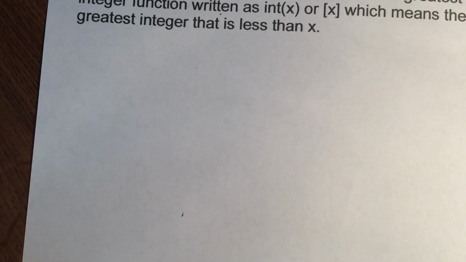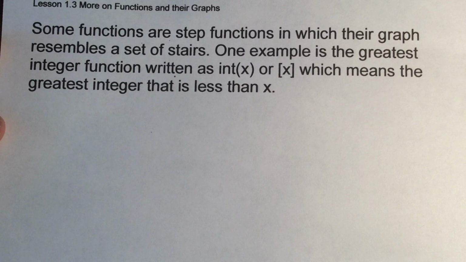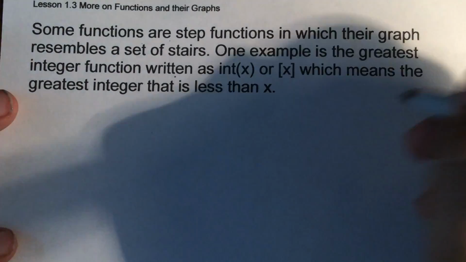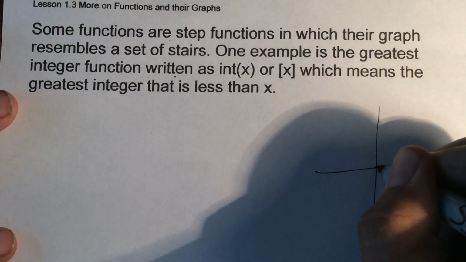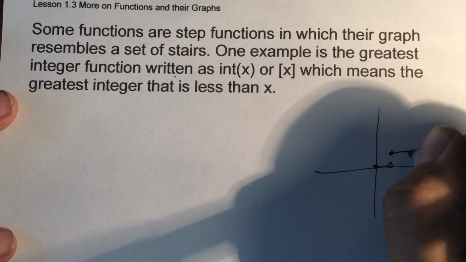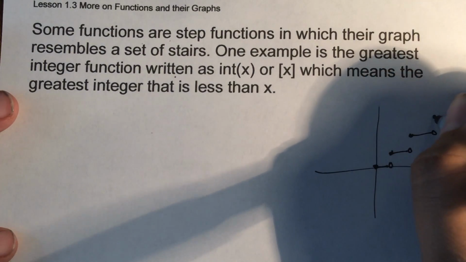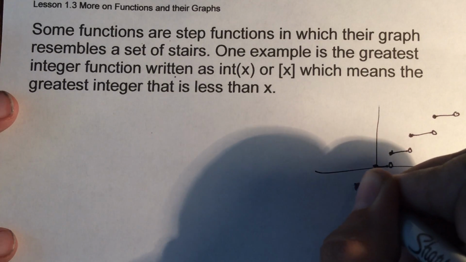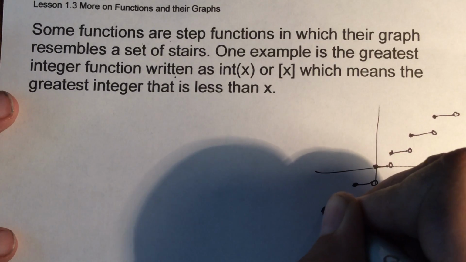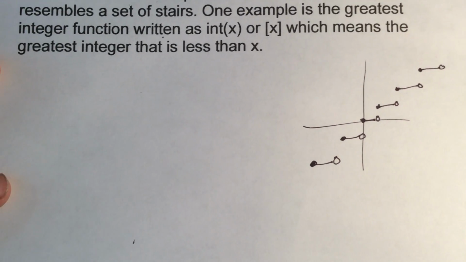Now, one thing we haven't hit yet are called step functions. Step functions are ones in which a graph resembles a set of stairs. One of those is the greatest integer function, where it's written as int of x, or just x in brackets, which means the greatest integer that is less than whatever number we have. So by stair steps, I mean this. We'd have a solid dot, open dot, solid dot, open dot. They look something like that when you graph them.